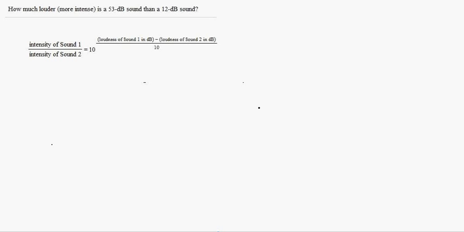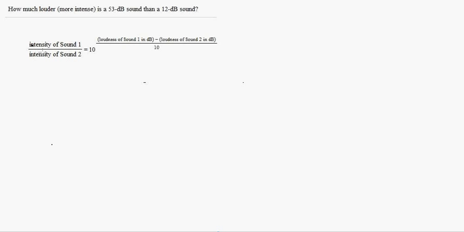Let's look at a problem where we have to compare the intensity of two sounds. Here's the problem. It states: how much louder or more intense is a 53 decibel sound than a 12 decibel sound? So here is our formula for comparing two sounds and seeing which one is louder.